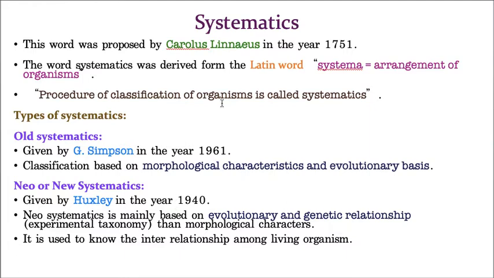Systematics is again of two types. What are they? The first one is old systematics, or you can also call it classical systematics, and the second one is neo or new systematics. Now let us start with old systematics. This word was proposed by Simpson. What is the meaning of old systematics? Grouping the organisms based on morphological characters.